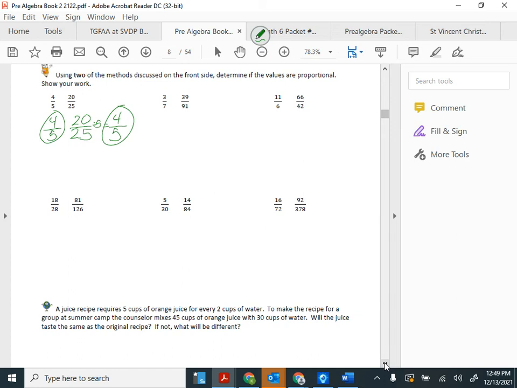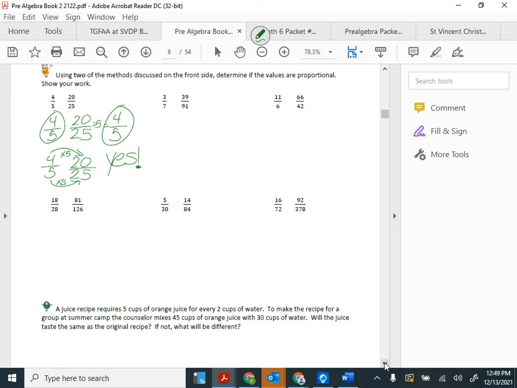What's another method that we could use? Maddie? We can multiply by the small part. Five times 5 is 25. 4 times 5 is 20. So you do have to answer the question, is it a proportion? Yes, it is. Again, is it always going to be a proportion? No. So you have to do two different ways to show me that it's a proportion. We have 5 to choose from.